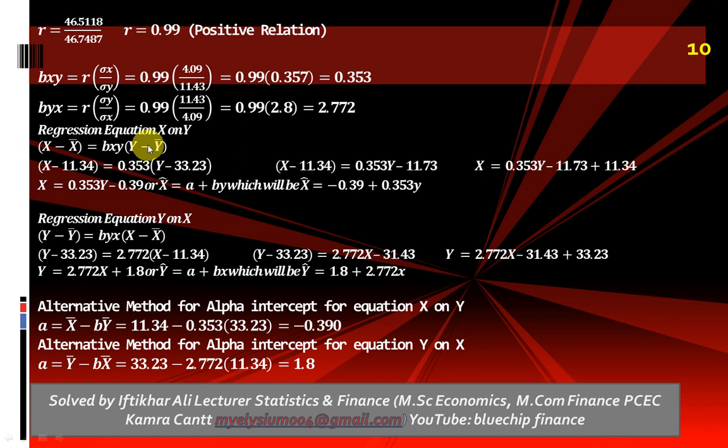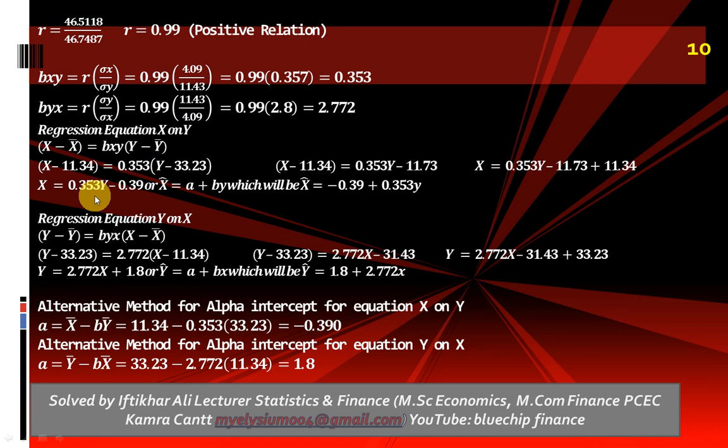Regression equation x on y is x minus x bar equals beta x on y multiplied by y minus y bar. So just put all these values and the regression equation will be x = 0.353y minus 0.39, in which this minus 0.39 indicates the alpha or intercept, and this 0.353 indicates the regression coefficient x on y.